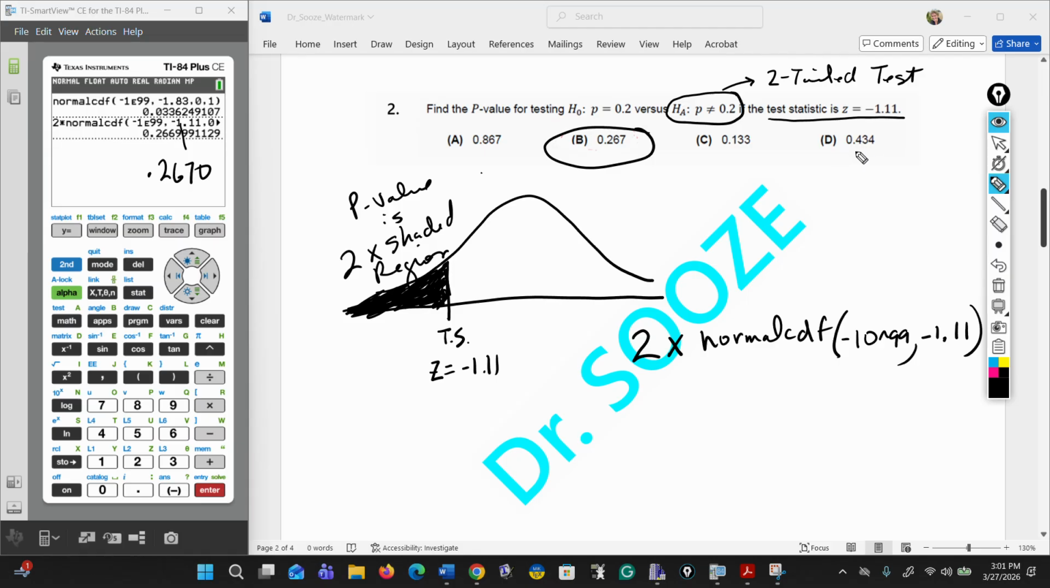Now, here's what happens if you don't do the 2 times first. People think, oh, I'll do the normal CDF command, and then I'll multiply it by 2. And what happens most often is they forget.